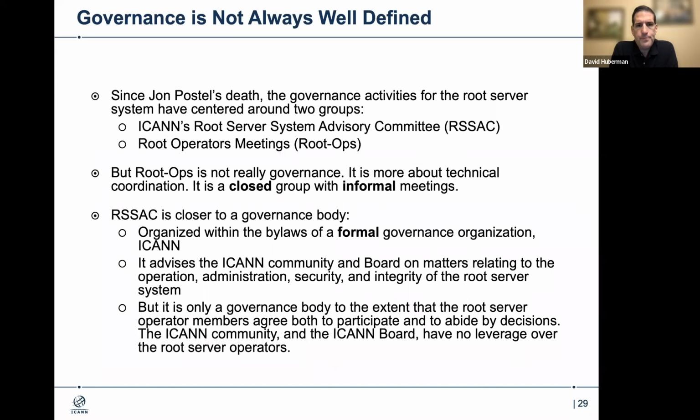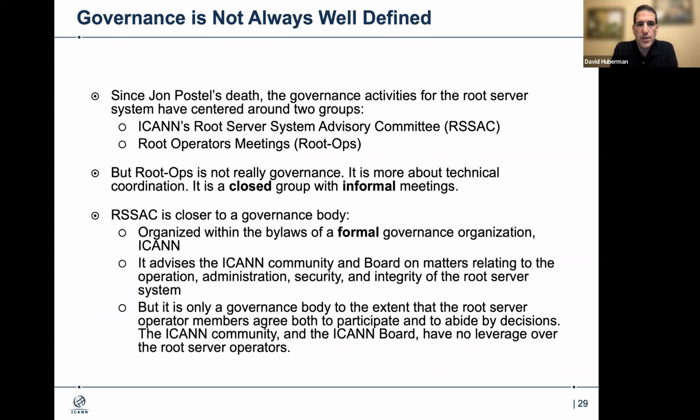Well, despite the absence of a governance structure, it has worked. It has worked really, really well. We can say with confidence, the root server system has existed for 38 years without any downtime at all. The system's always been up.